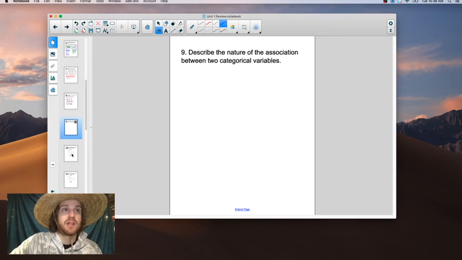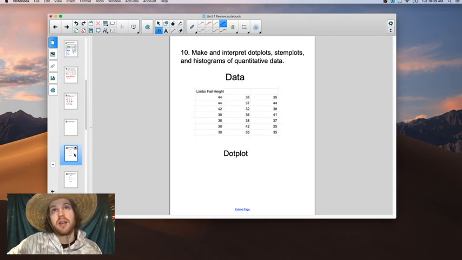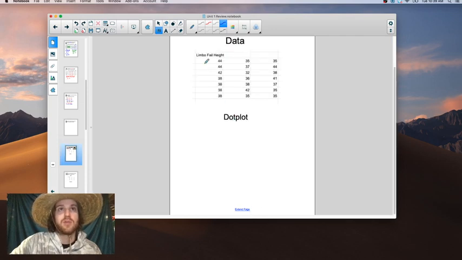Yep, I would say that present and absent, yeah, those are both categorical. That's exactly what it's saying. Okay, make and interpret dot plots, stem plots, histograms of quantitative data. Oh boy. I think you guys can do a dot plot. You can probably skip this one. I'm just going to do it really, really fast, and if you want to watch it, you can.